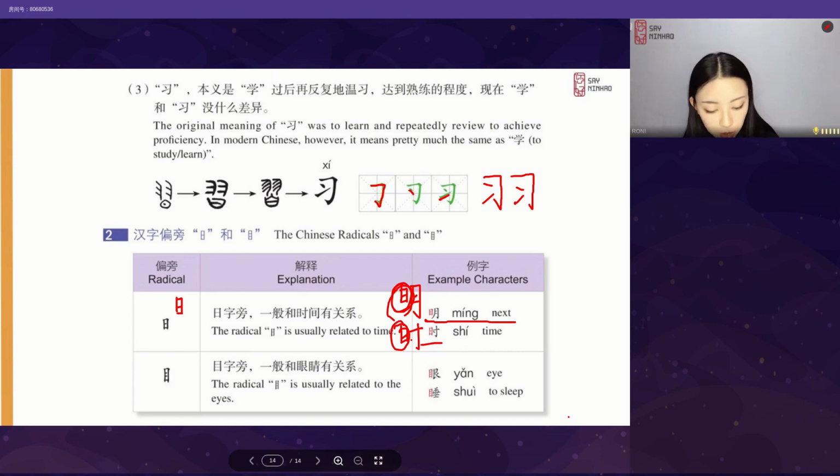Okay, next radical is 目字旁, a very thin 目, which means eye. It is usually related to the eyes. Let's see the examples. First one is 眼, yǎn. It means eyes, okay? Next one is 睡, which means to sleep. Sleeping is closing our eyes, so we will put this radical 目 at the left part of the word.